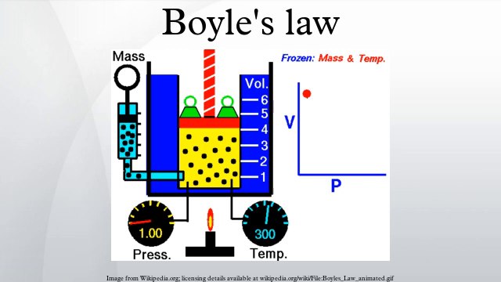Boyle used a closed J-shaped tube, and after pouring mercury from one side he forced the air on the other side to contract under the pressure of mercury. After repeating the experiment several times and using different amounts of mercury, he found that under controlled conditions, the pressure of a gas is inversely proportional to the volume occupied by it.